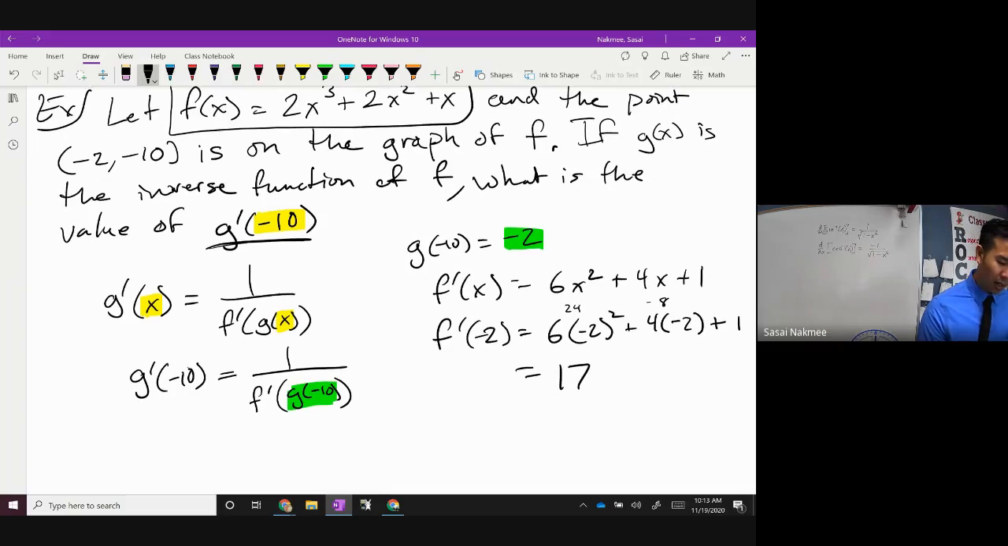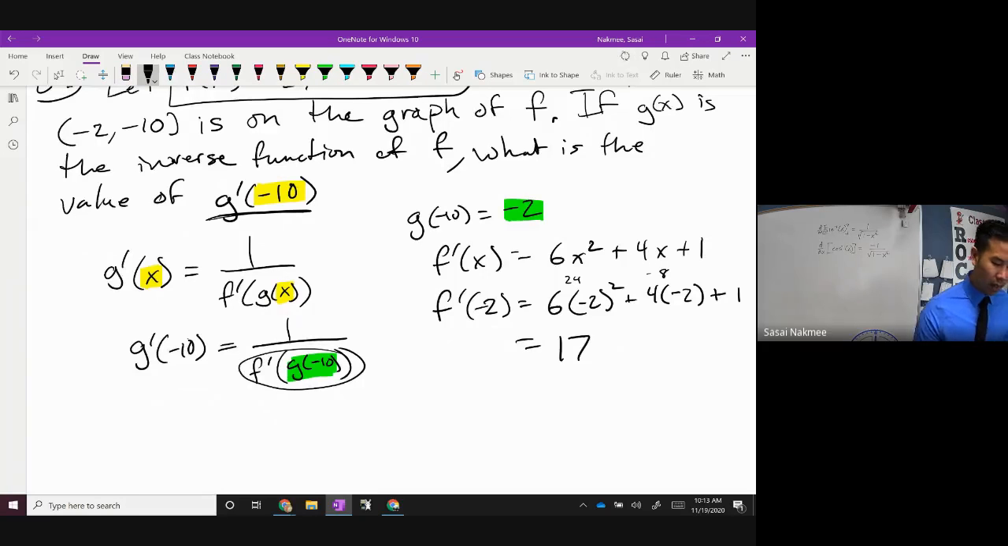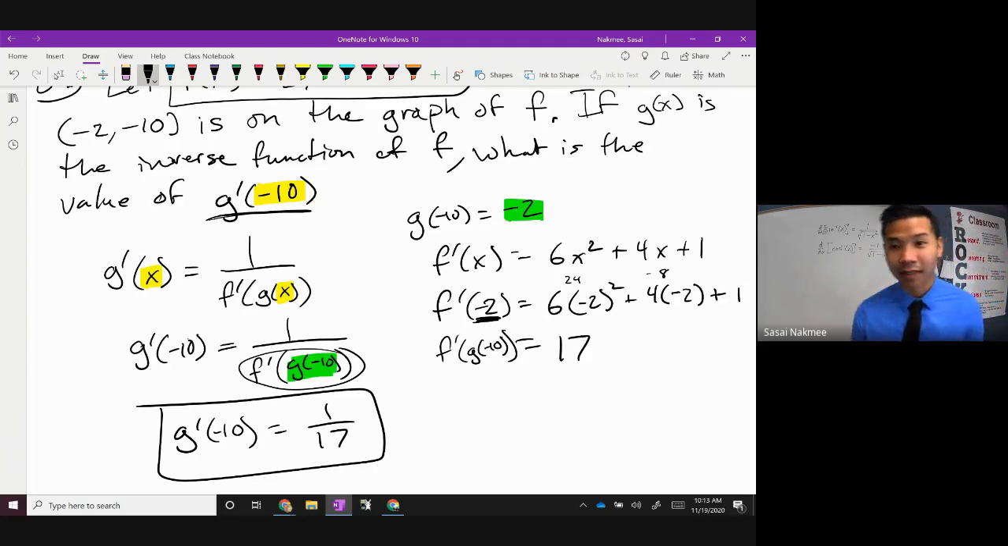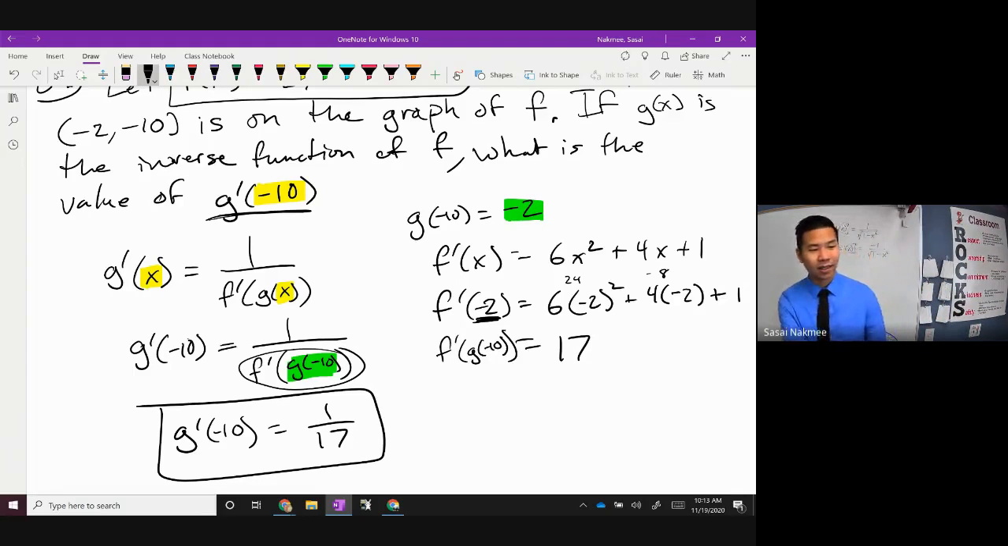So I know that this right here, f prime of g of negative 10, because that g of negative 10 is actually that negative 2, is going to be equal to 17. So the derivative of my inverse function evaluated at negative 10 is equal to 1 over 17. And that's it. That's your answer.